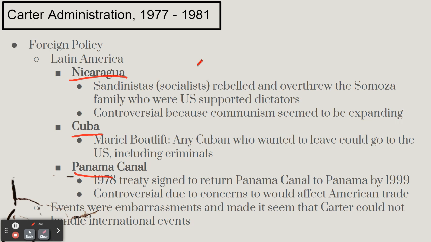And then the Panama Canal, and he ratifies the treaty to return the Panama Canal to Panama by 1999. The United States had owned the Panama Canal. It was kind of the key piece of our military strategy. Like we talked about on Teddy Roosevelt, it allowed us to move our ships from coast to coast very, very quickly.